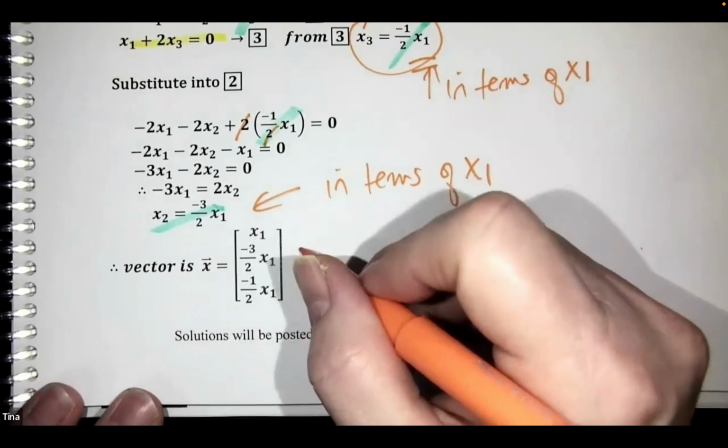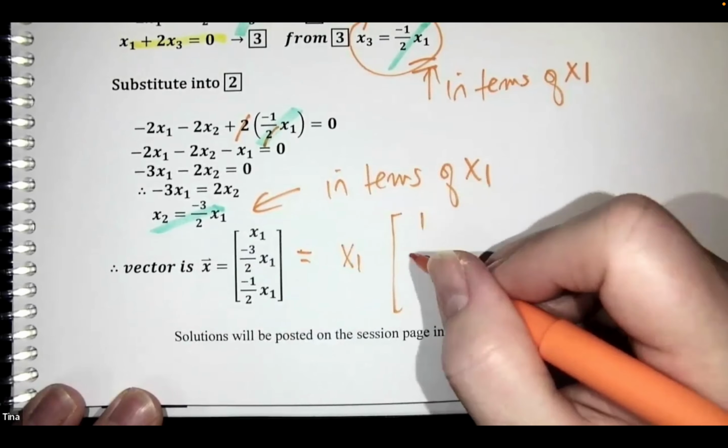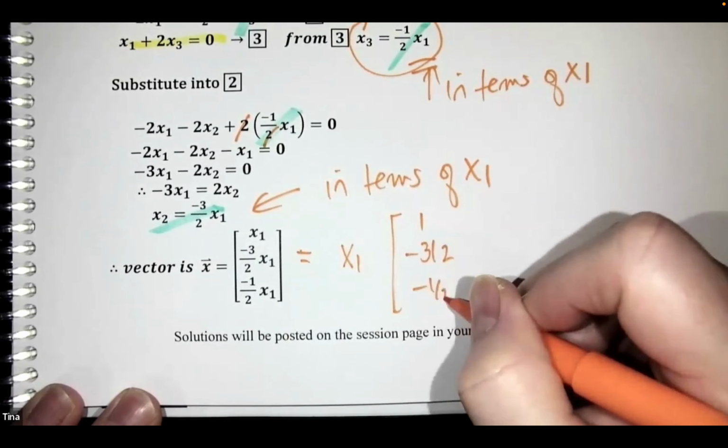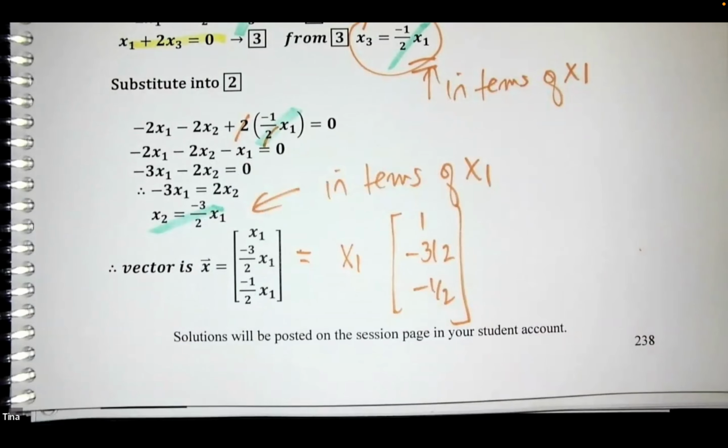Okay, and so this is kind of like what we're going to do when we get into eigenvectors, right? We can write this as 1, negative 3 halves, negative 1 half times x1. Or we can call it a t, or something like that. So when we get to eigenvectors, we'll talk about how you can have any multiple of this, right? We could multiply all the components by 2 to get rid of the fractions, and that would be an equivalent vector.